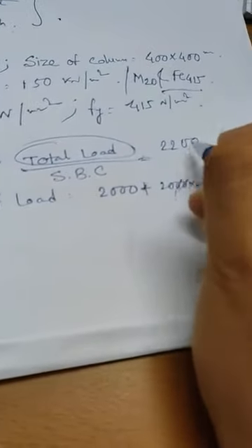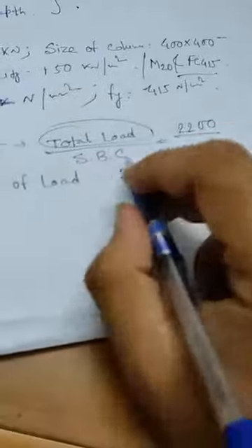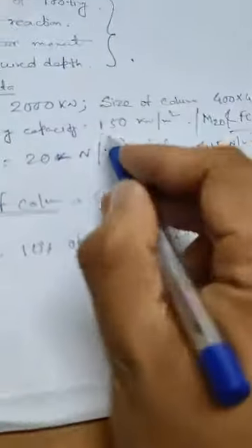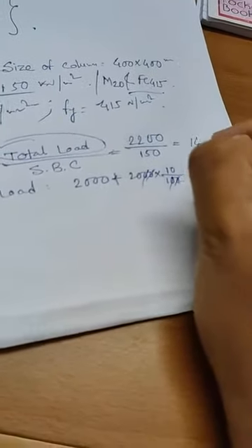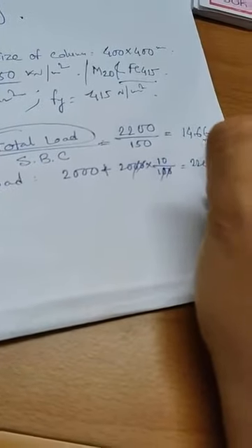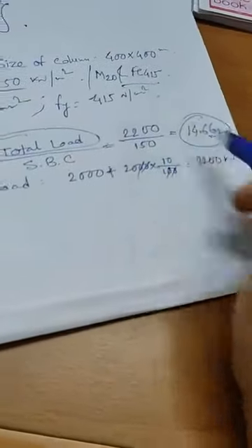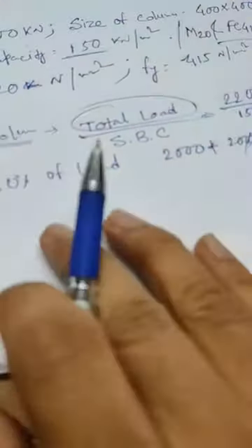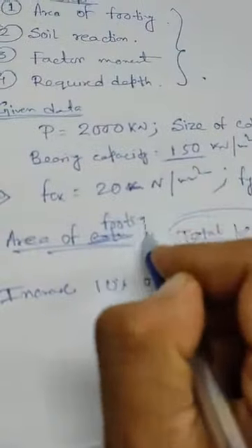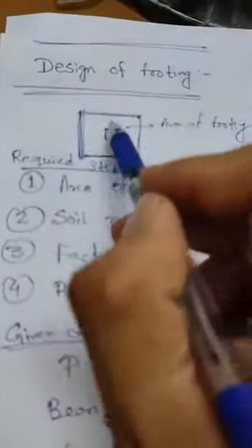So 2200 divided by soil bearing capacity. Soil bearing capacity is how much? This is 150 kilonewton per meter square, so 150. So the value comes to 14.66 meter square. Okay, now actually this is not the area of the column, this is the area of the footing. Sorry, this is the area of the footing.